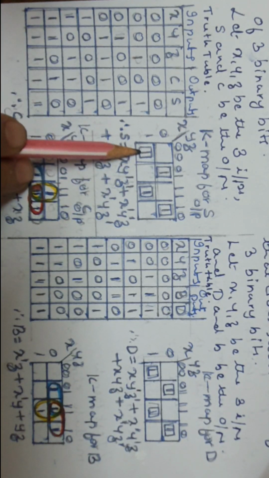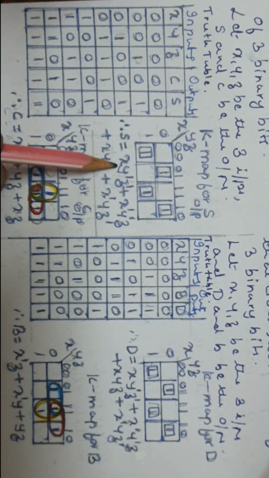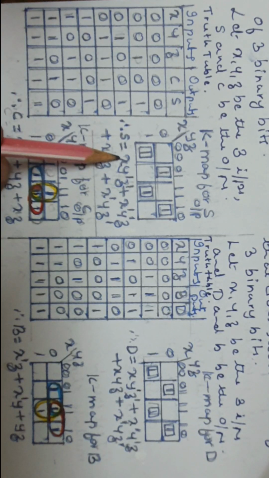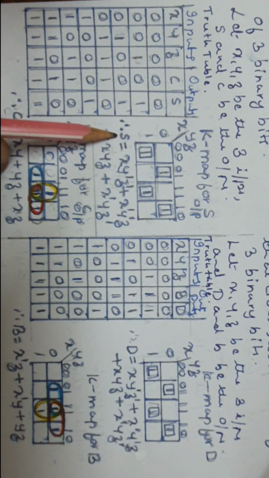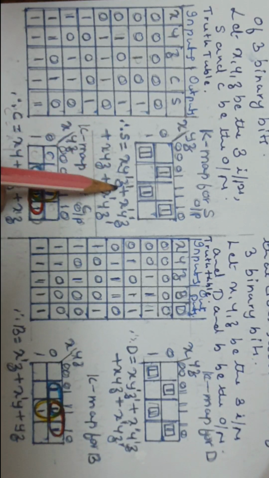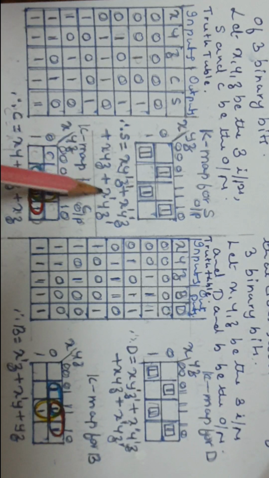So then for each group, what is common row wise and column wise we find. Using all the terms with a plus sign in between, we write the simplified S expression. So S equal to x y' z' plus x' y' z plus x y z plus x' y z'.